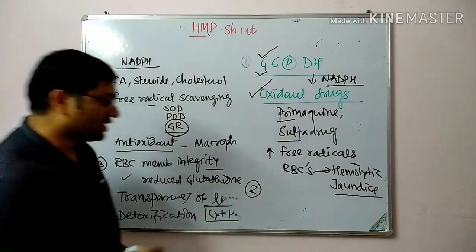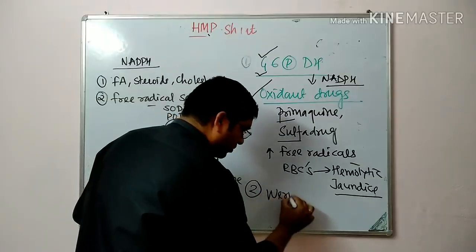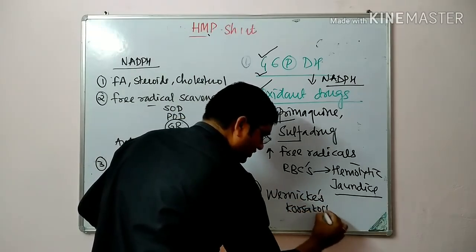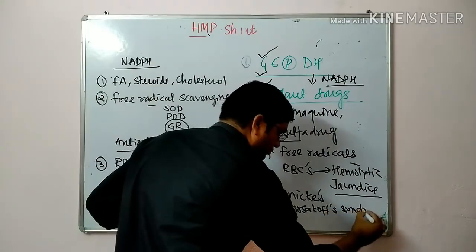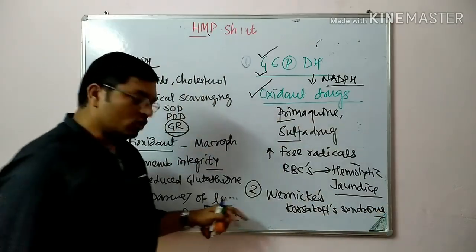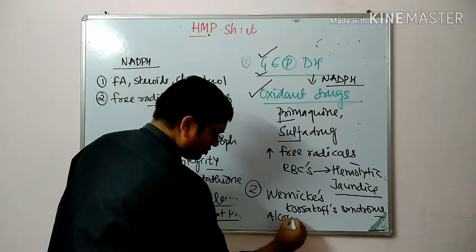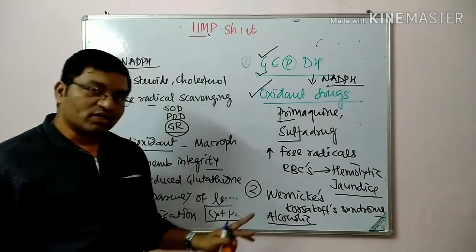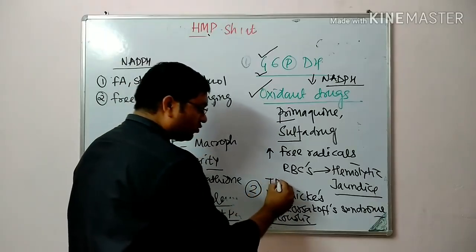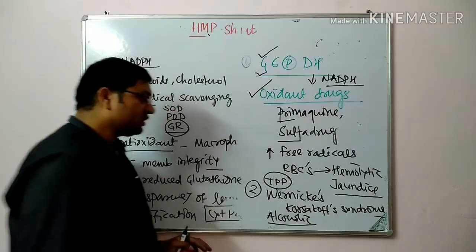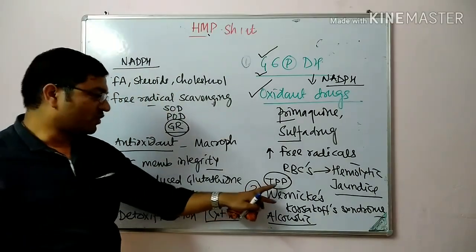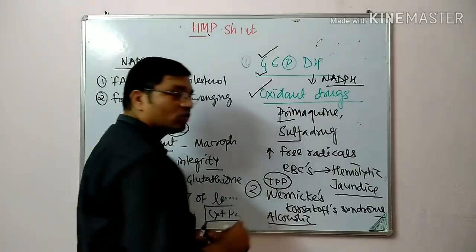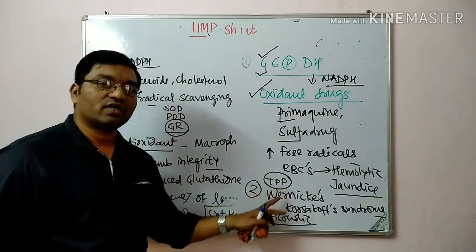Related to the transketolase activity is Wernicke's Korsakoff syndrome. This is in alcoholics. In alcoholics, there is decreased absorption of thiamine. Also, there is decreased conversion of thiamine to thiamine pyrophosphate. This is the active form of thiamine. That leads to the functional deficiency of thiamine pyrophosphate, and this mainly affects the transketolase reaction, which is involved in the HMP shunt.